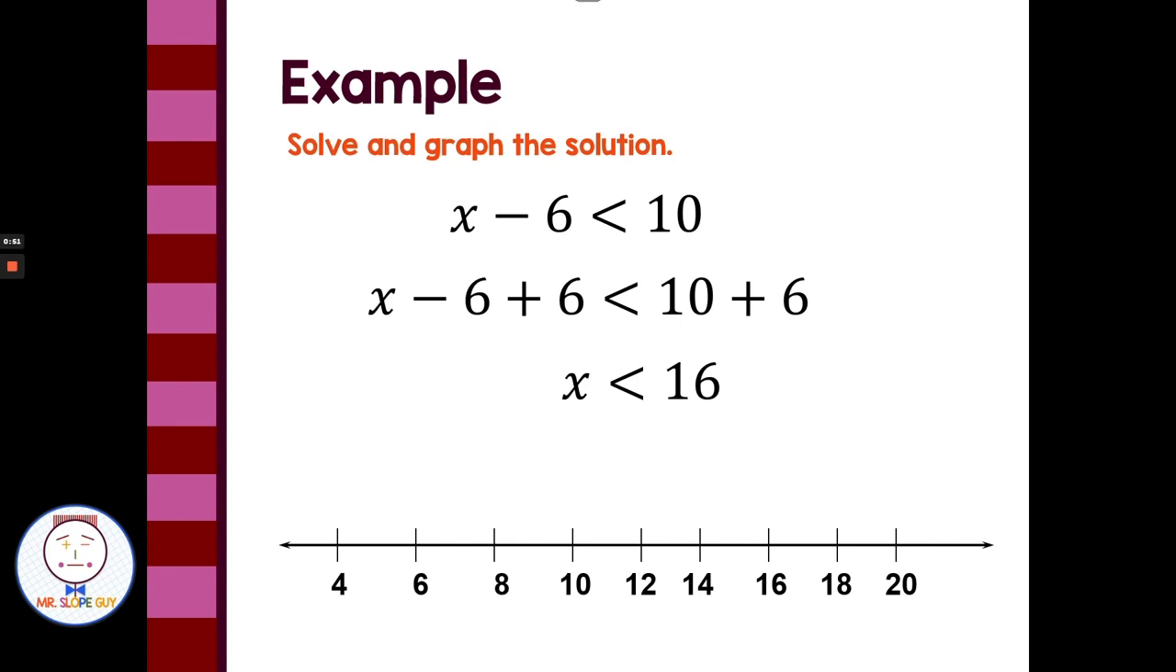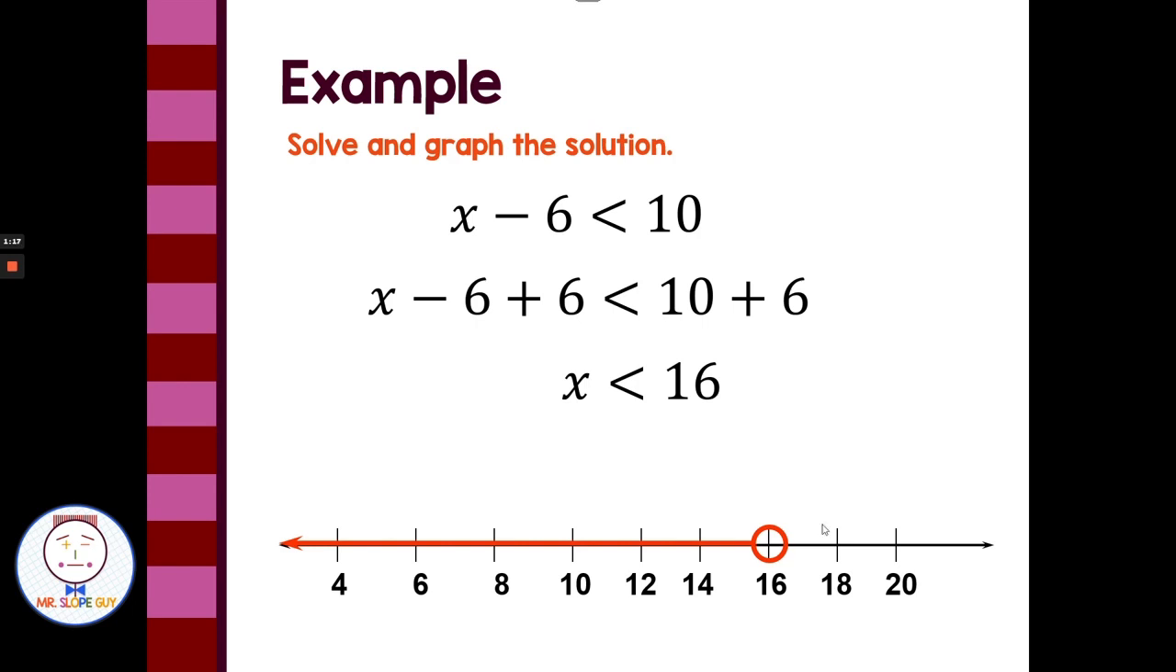And to graph that on a number line, I have an open dot on 16, and then I want to shade this side with all the correct answers. Well, 6 is less than 16, 8 is less than 16, so I'm going to shade this side because all these answers work. And it's an open dot because I want to include everything up to 15.999999, which is less than 16. So I want to have an open dot here to show that I'm including everything up to 16, but not 16 itself.